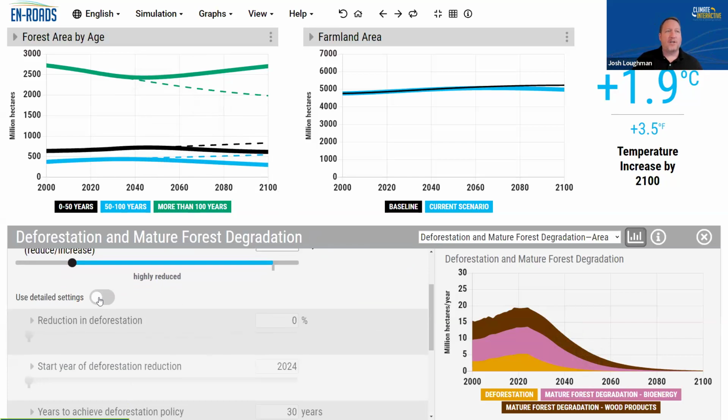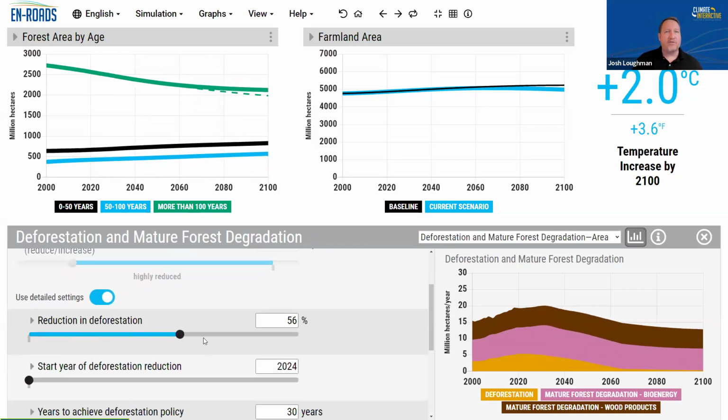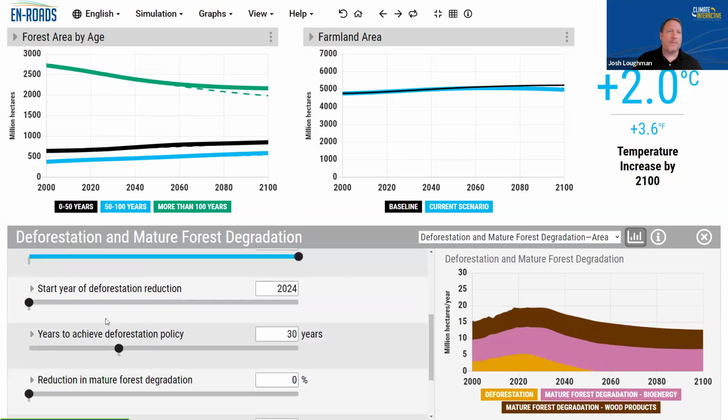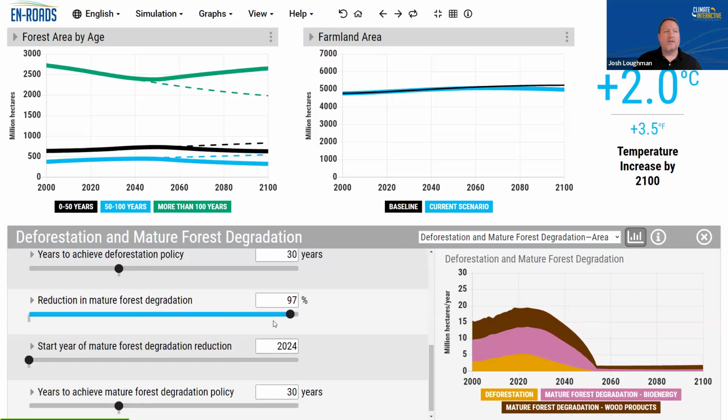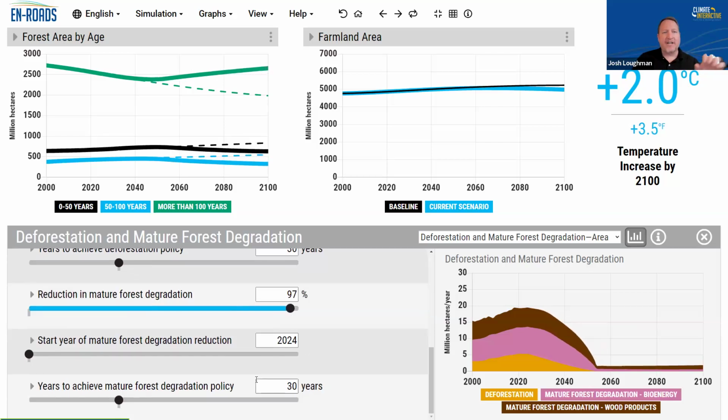Now we can split this up into reductions in just deforestation or just mature forest degradation. And then there are many assumptions about tree regrowth, and we did an entire analysis on afforestation that was featured in the Washington Post, and I can share that link with you if people haven't seen it.